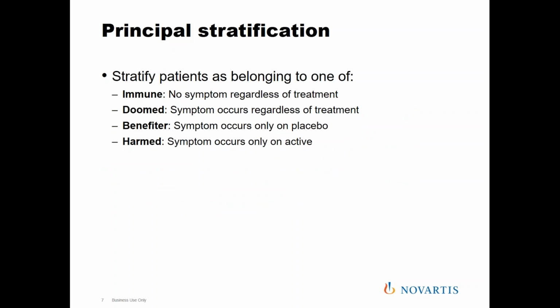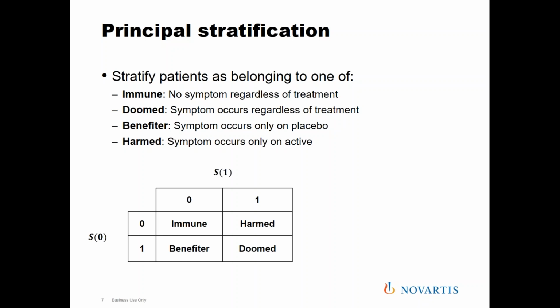So in principal stratification, and in this example, we stratified patients as belonging to one of 4 principal strata: immune, doomed, benefiters, and harmed. Patients that are immune are the patients that would not experience these symptoms regardless of treatment assignment. The patients that are doomed are those that would experience the symptom regardless of treatment. Benefiters would only experience it on placebo, and harmed would only experience it on active.